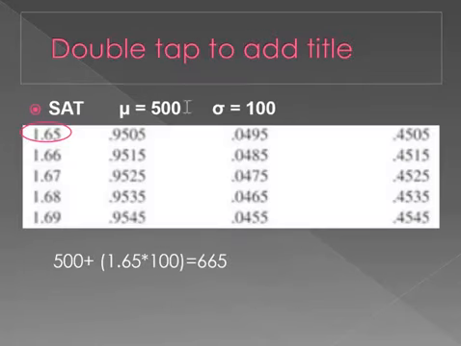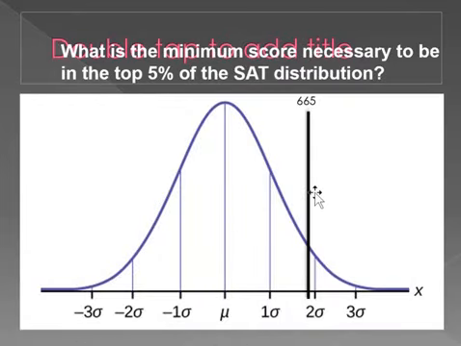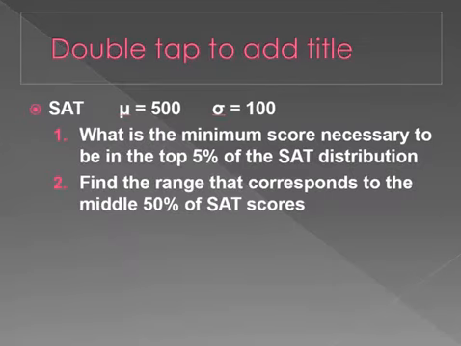So we've got a mean of 500, a standard deviation of 100, and a z-score of 1.65. So we're going to go 500 plus 1.65 times 100. And that's going to give us a raw score of 665. If we were to plot that on a distribution, we'd see that anybody that gets a 665 or better is in the top 5% of the SAT distribution.